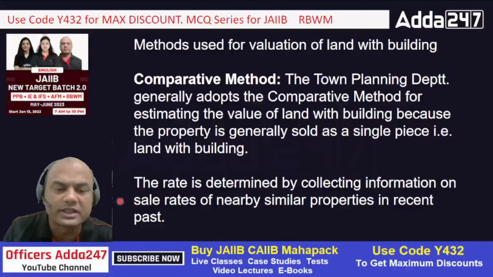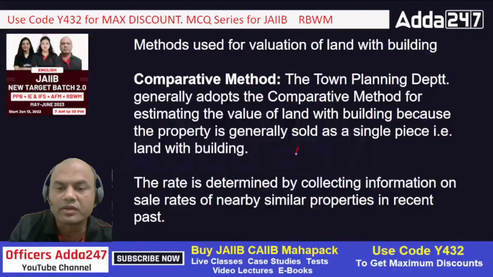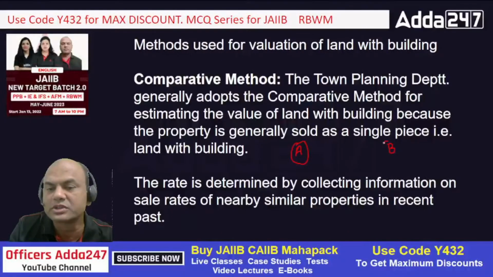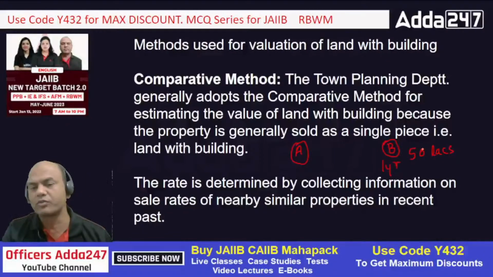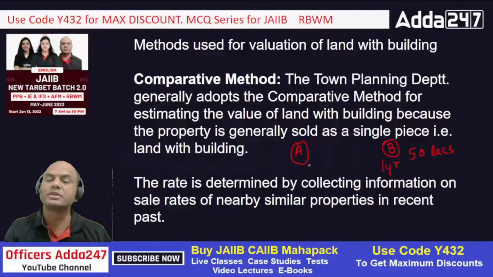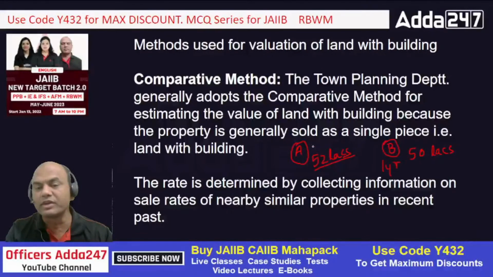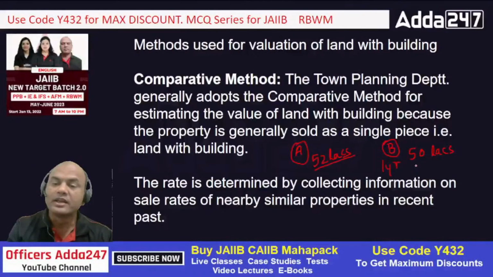For example, suppose there is a house A which is to be sold now, and there is a house B which was sold almost 1 year back. Imagine this house was sold for 50 lakhs. So what will the town planning department do? If it has to value this house now using the comparative method, it will check: 50 lakhs last year, so this year we will add the inflation percentage. So 50 lakhs plus inflation will go to something around 52 lakhs. So they will value this house at 52 lakhs. How did they arrive at this price? They arrived at this price by comparing house A with house B, which was already sold, and this house B is known as a benchmark.